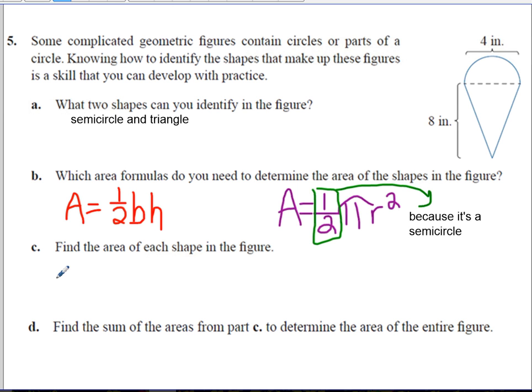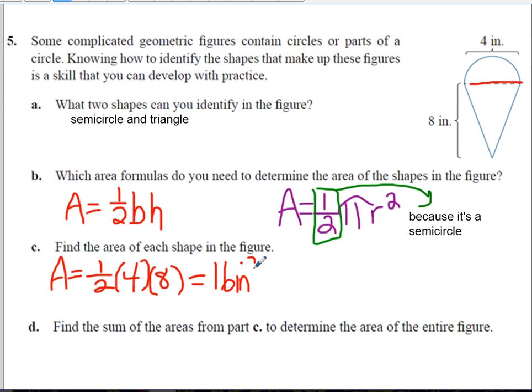And so for our area of a triangle, we see 1/2, and it's upside down is the way I think of it. So our base would be here, which is the diameter of the circle, which is 4 inches, times the height, which they show us out here of 8 inches. And if we multiply 1/2 times 4 times 8, we get 16 inches. And again, that's inches squared, square inches.